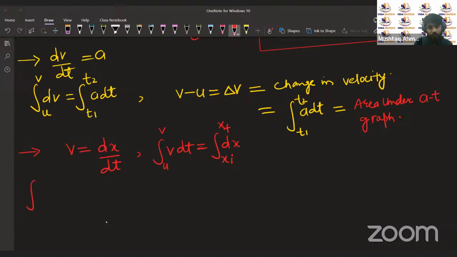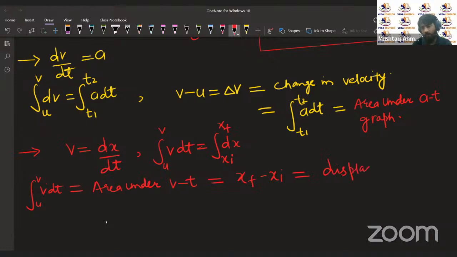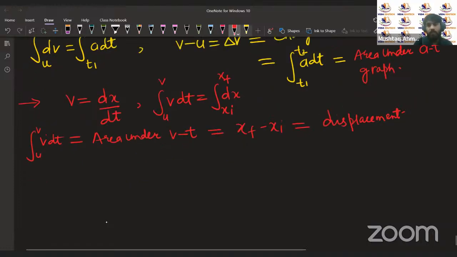This integral of v dt represents the area under the v-t graph. That's equal to x final minus x initial, which is the displacement. So the area under the velocity time graph gives us the displacement.